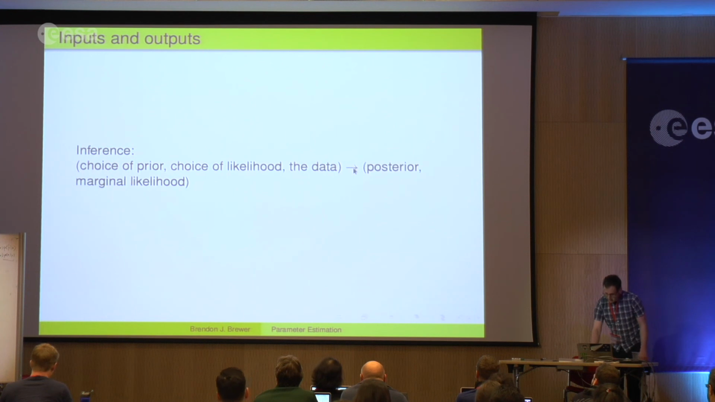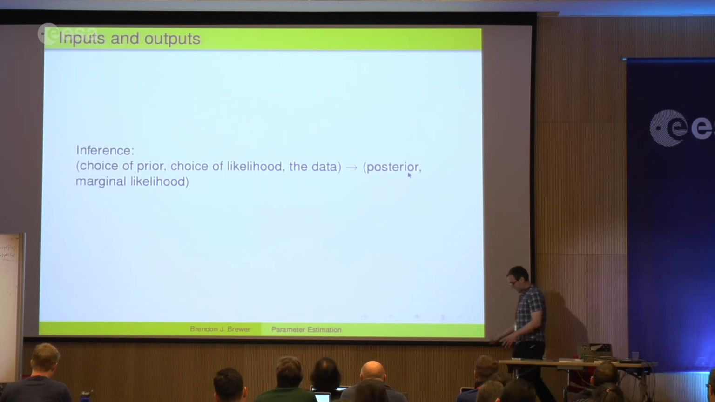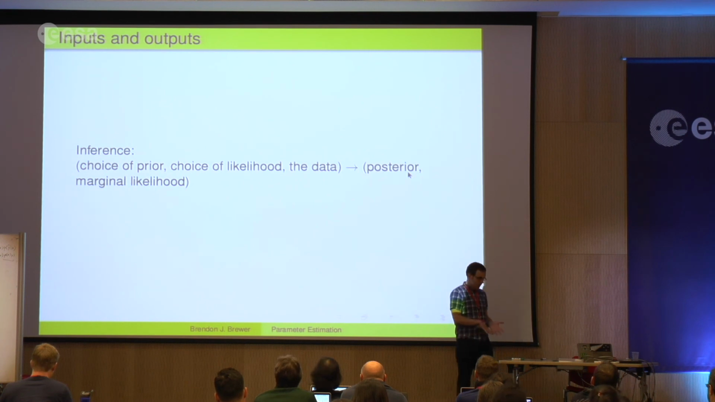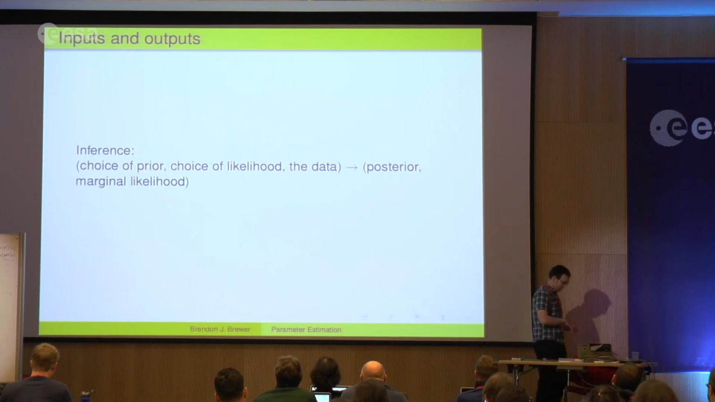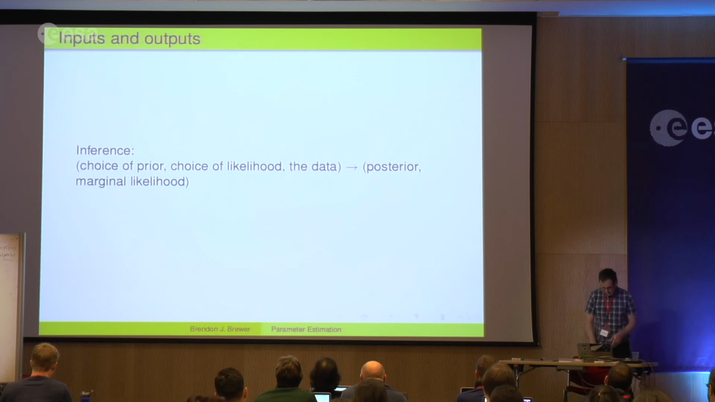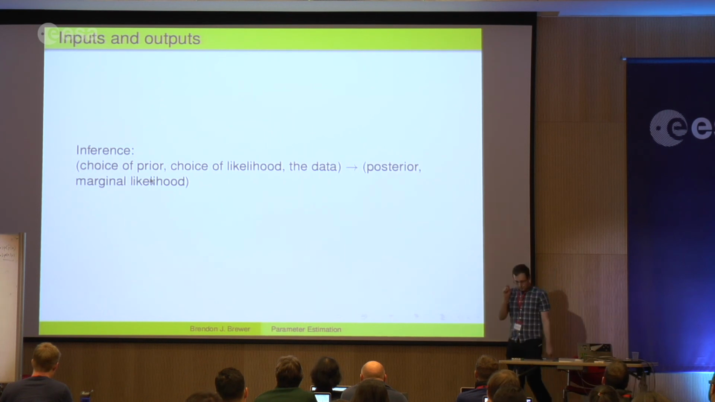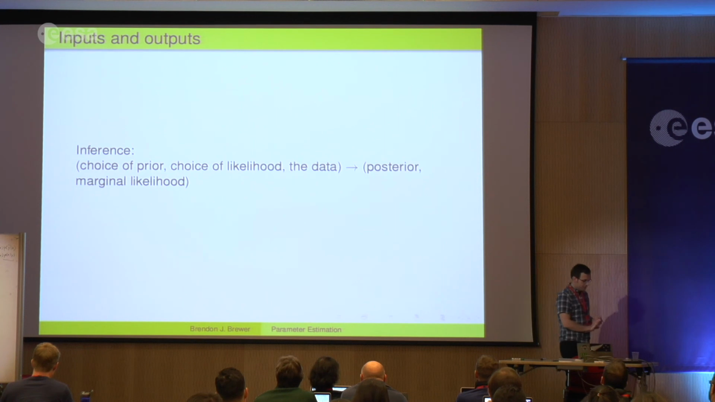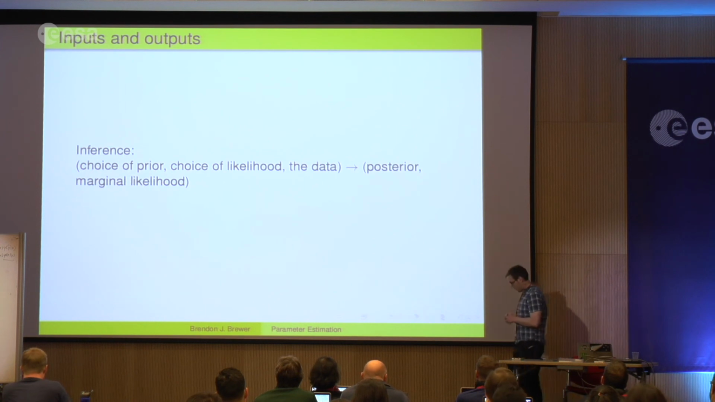You do the calculation, and for the outputs, you get the posterior distribution, which is a distribution over the same space as your prior distribution, and that describes your updated state of knowledge about the parameters. And the marginal likelihood, which is a single value, which has two uses. One of them is to just normalize the posterior distribution so that it integrates or sums to 1. And the other use of the marginal likelihood is for Bayesian model comparison, which I'll come to a bit later.